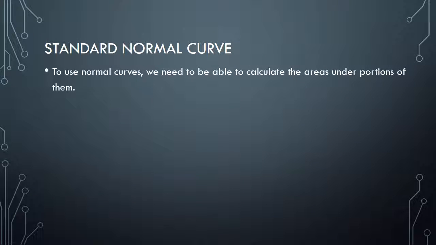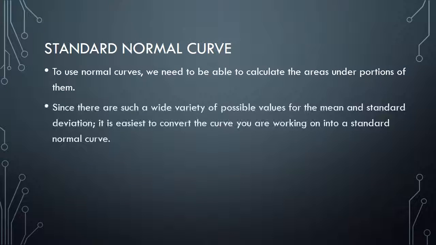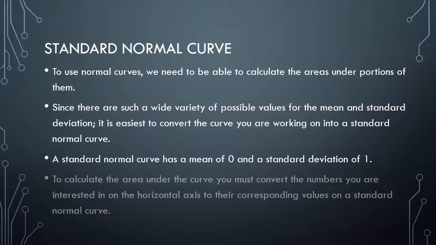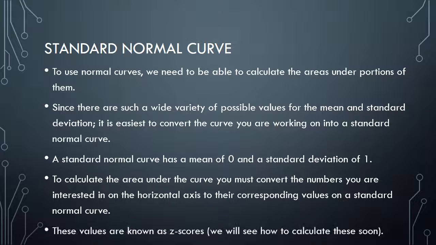Now, to use normal curves, we need to be able to calculate the areas under portions of them. And since there's such a wide variety of possible values for the mean and standard deviation, the easiest way to do this is to standardize it. We're going to convert the curve into a standard normal curve. A standard normal curve has a mean of 0 and a standard deviation of 1. And to calculate the area under the curve, what you need to do with your raw data is find the corresponding values on a standard normal curve. These values are known as z-scores, and I'm going to show you how to calculate these in a minute.